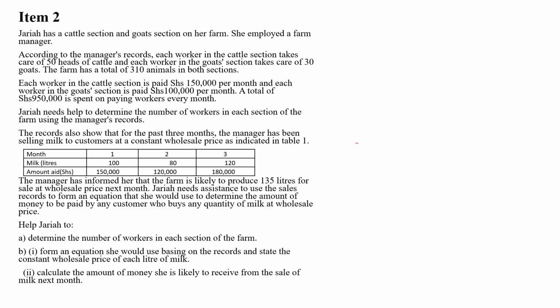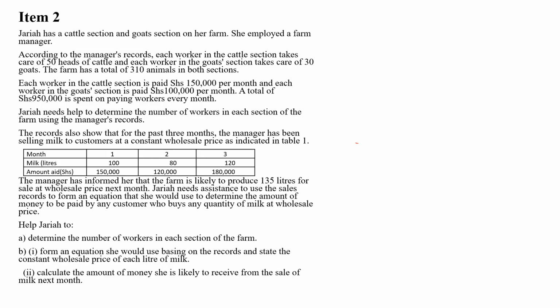So here we have another item that reads, Daria has a cattle section and goat section on her farm. She employed a farm manager. According to the manager's records, each worker in the cattle section takes care of 50 heads of cattle, and each worker in the goat section takes care of 30 goats. The farmer has a total of 310 animals in both sections.